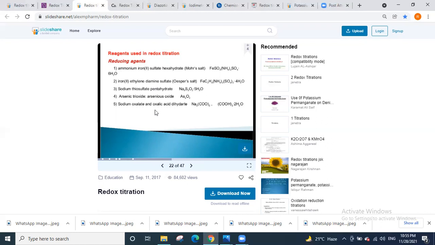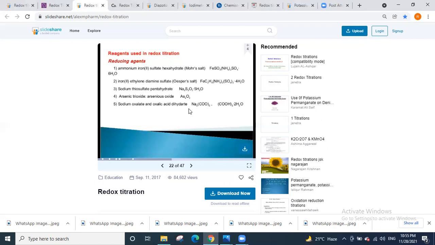Vitamin C is also a very important reducing agent, and it is an important pharmaceutical that needs to be quantified or estimated with the help of redox titration. One thing that is very important during the titration is your analyte and your titrant. Among these, one acts as the titrant and the other is your analyte. Some other pharmaceuticals that contain a reducing agent or oxidizing agent are also used here for quantification.